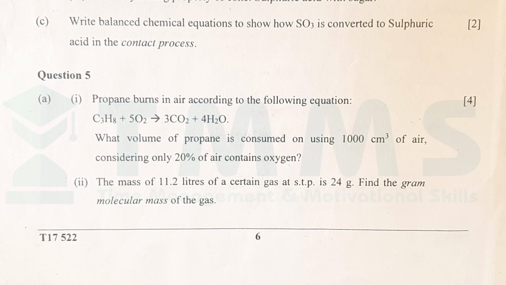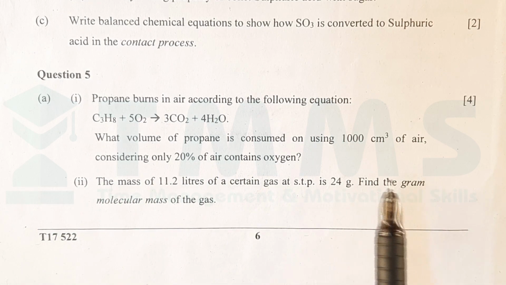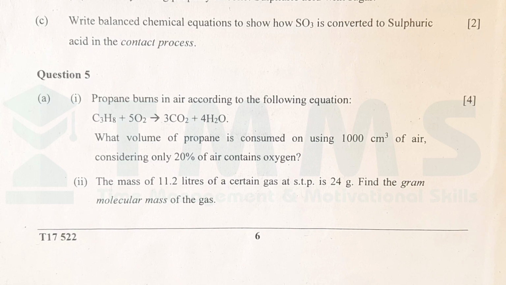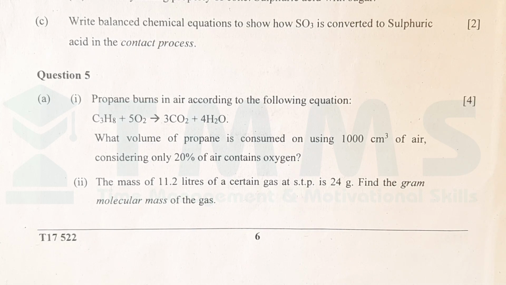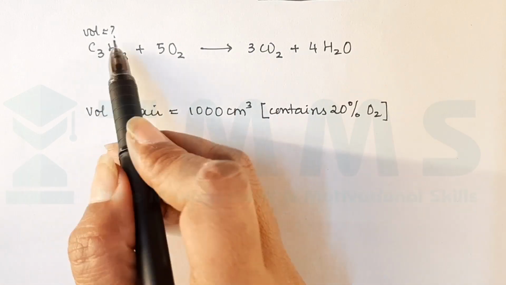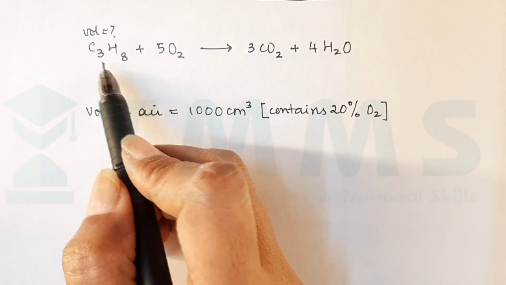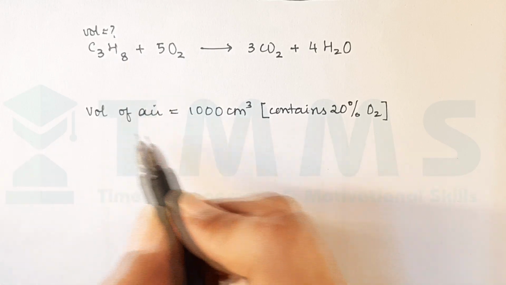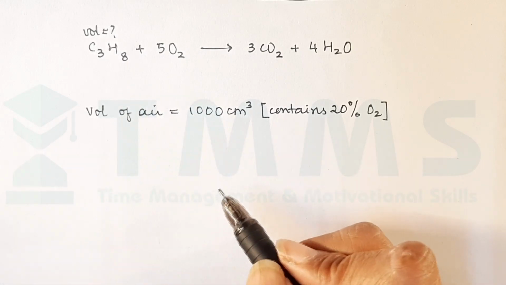What was our tip number 1? That's right. First, write the reaction. Tip number 2, write the data that is given and what is asked. Okay. Tip number 3, apply Gay-Lussac's law to write the ratio. Shall we do just that? So we have written the equation and we are expected to find the volume of C3H8, which is propane. Okay. And volume of air has been given.